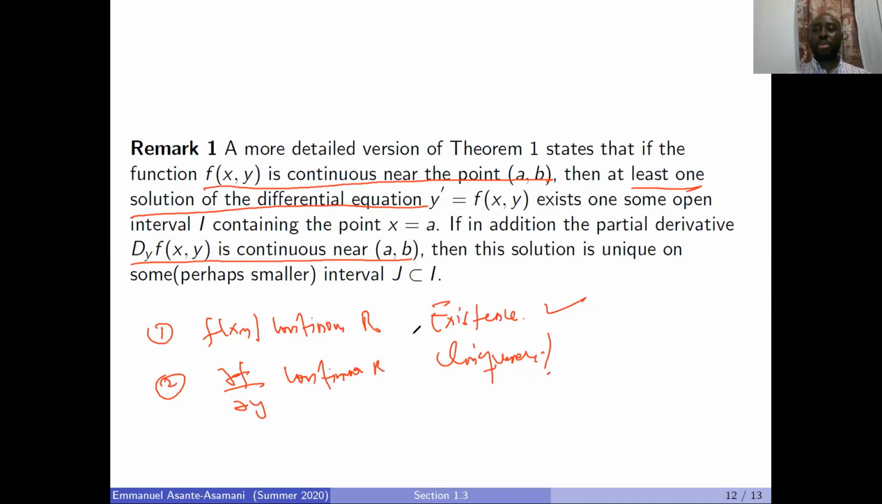Okay. And so you would notice that in the third example, f of x, y was continuous, but its partial derivative failed to be continuous. That's why we didn't have uniqueness, but we had existence, which means that we had at least 2 solutions there. In the first example, both of these were not continuous, and so we didn't even have existence, and that's why we had no solution. So this is how you can use the extension of this theorem to distinguish between cases where there's no solution or there's infinitely many solutions.